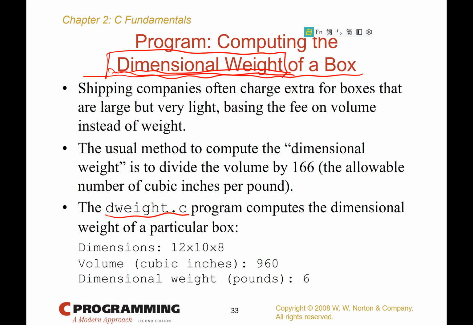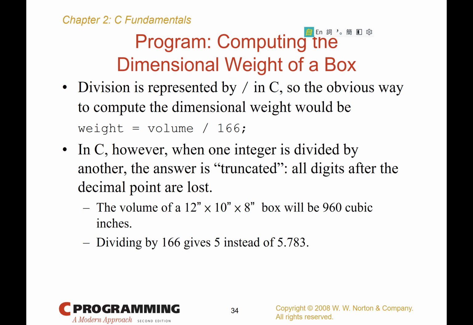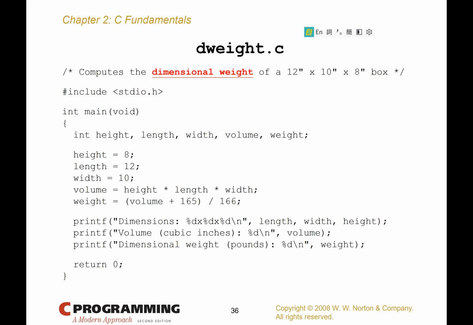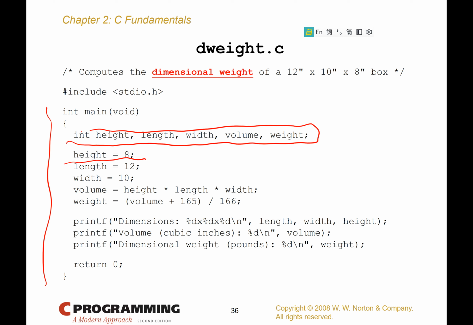So in this example program, we skip this. Okay, so this is the example program. We have the declaration of height, length, width, volume, weight. 5 variables. They are all integers, int variable type. So now we assign 8 to height, 12 to length, 10 to width. Then we assign the computation result of these three int variables to volume.